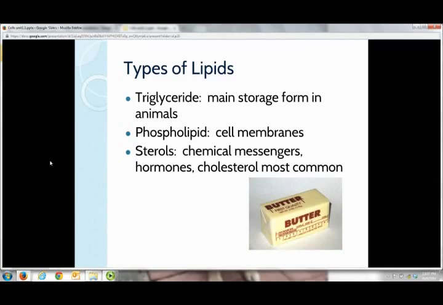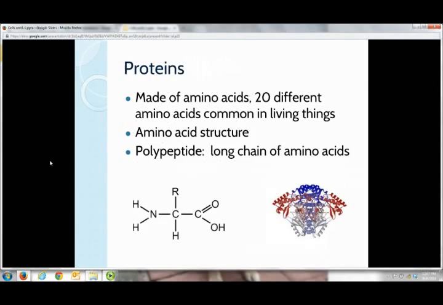With the types of lipids, the most common one is the triglyceride. This is the main form of stored fat in animals. Phospholipids are going to have a phosphate head on them. These are going to be used in cell membranes. And then the sterols are going to be ring-shaped fats that are used as chemical messengers. They're used to make hormones, and the most common form of this is cholesterol.